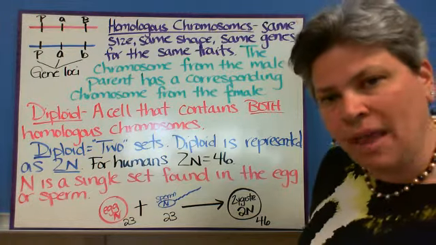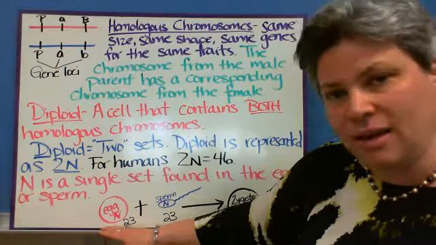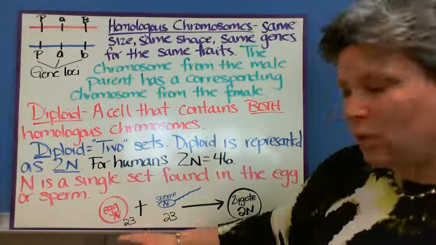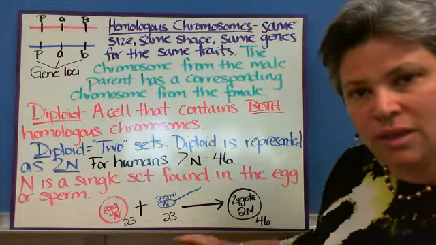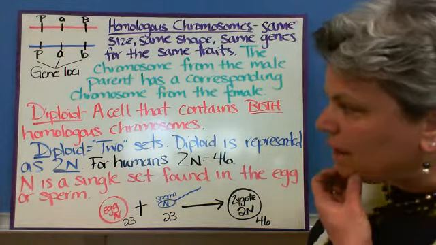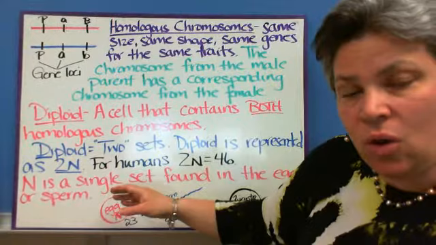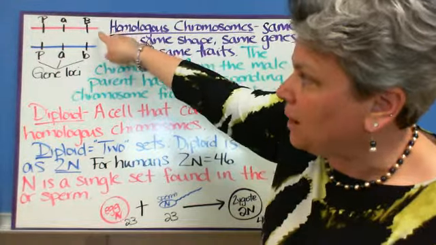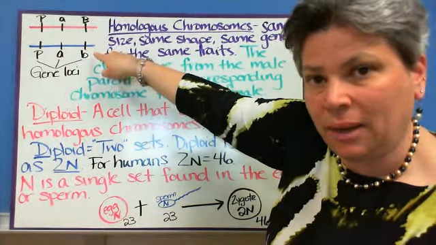So let's look at the math that's happening. I've got n plus n, which gives me 2n. So 23 plus 23 gives me 46. So in those cells, what I have is the diploid, or the 2n number. In other words, I have the copy from my mom and the copy from my dad.